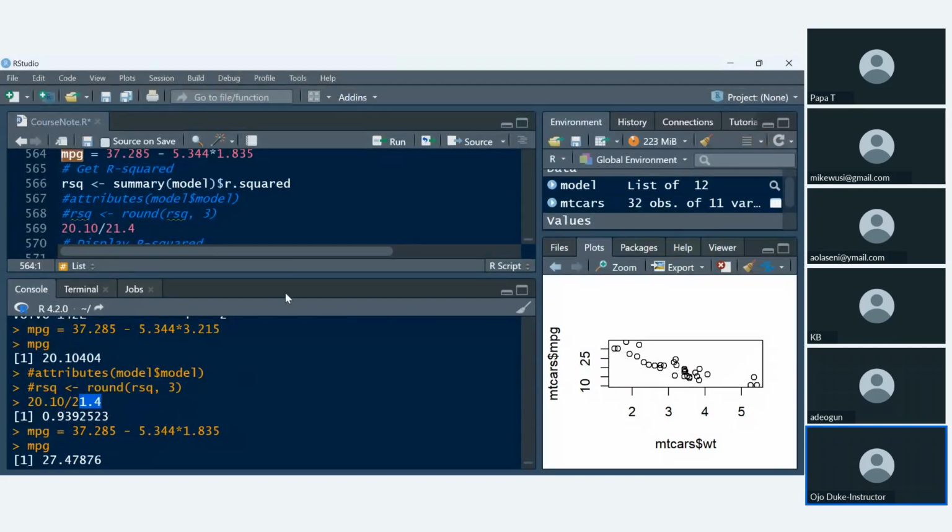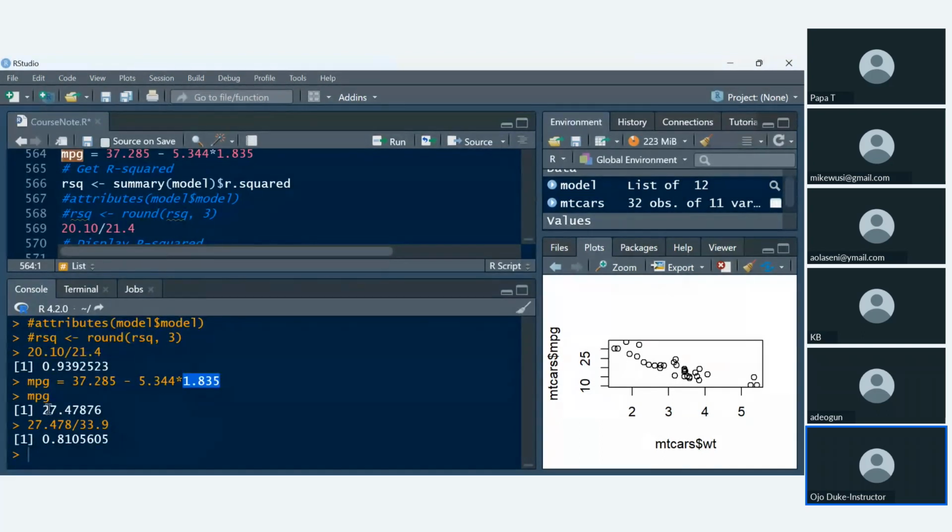So we went further to test for another one down there, Toyota Corolla or something. We plugged in again the value of our weight. When we plugged it in, it was able to give us a value of MPG as 27.47. And we'll do that again against the real value. This time around, the accuracy dropped a little. The accuracy dropped to around 81%.